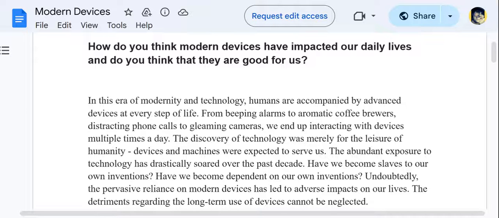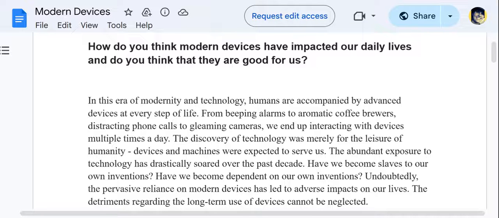The student begins with, "In this era of modernity and technology, humans are accompanied by advanced devices at every step of life. From beeping alarms to aromatic coffee brewers, distracting phone calls to gleaming cameras, we end up interacting with devices multiple times a day.